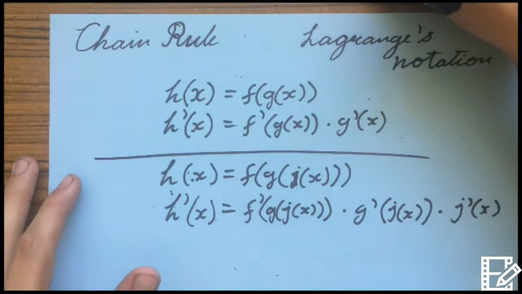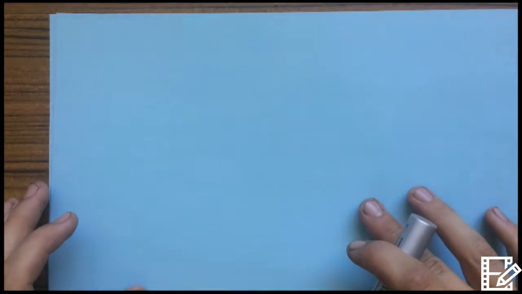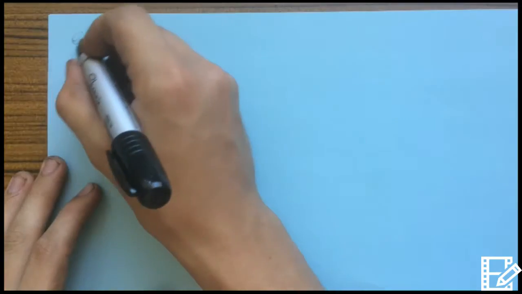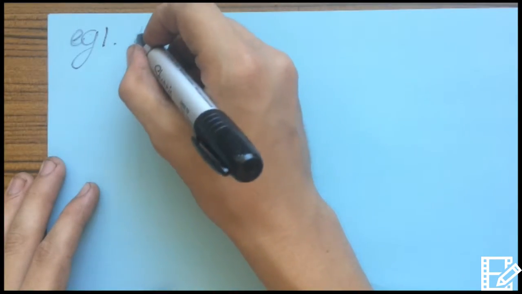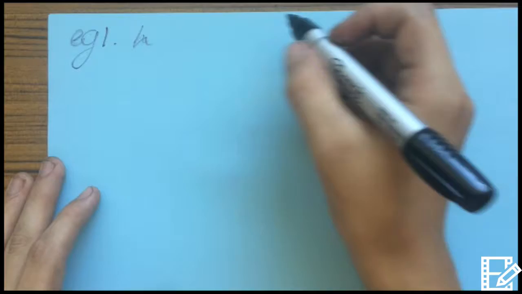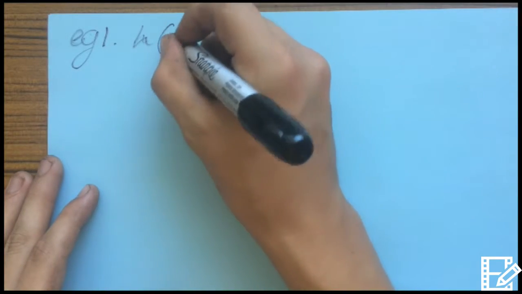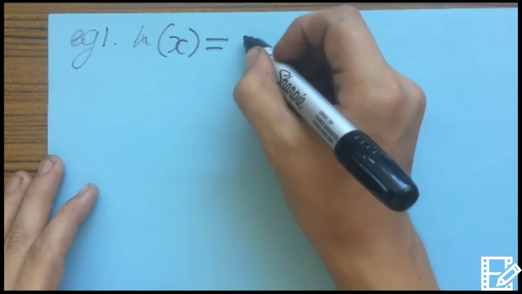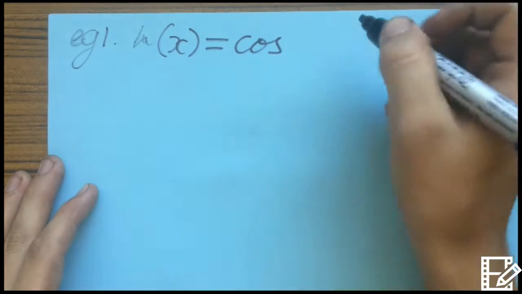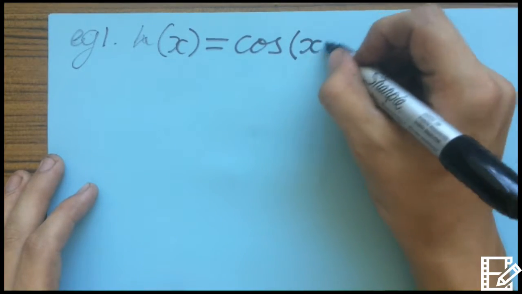So, start with an example. No time like the present. Okay, so for example 1, let's say, oh, that's bad, h x equals cos x squared.